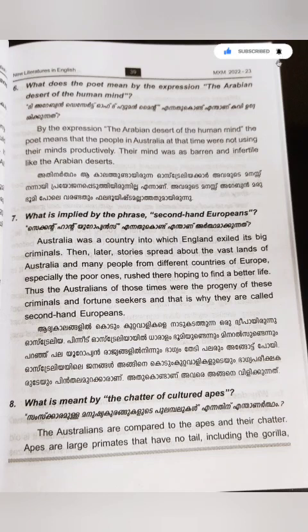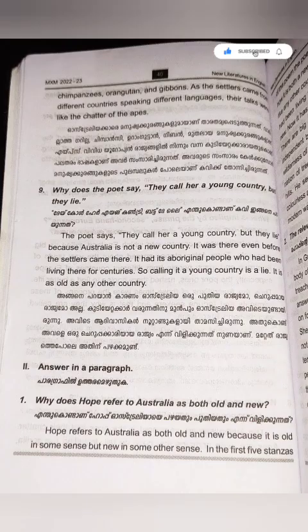8. What is meant by 'the chatter of cultured apes'? The Australians are compared to the apes and their chatter. Apes are large primates that have no tail, including the gorilla, chimpanzees, orangutan and gibbons. As the settlers came from different countries speaking different languages, their talks were like the chatter of apes.